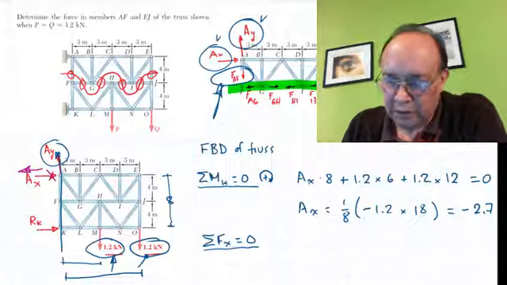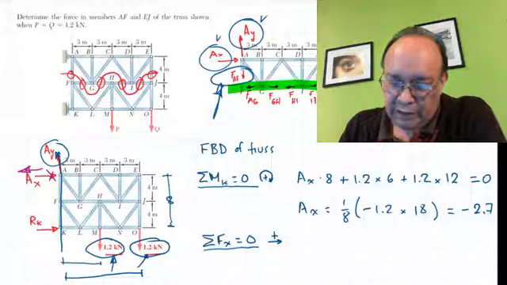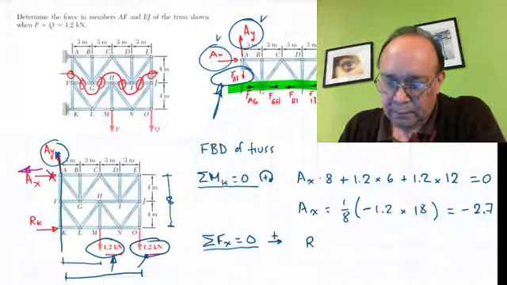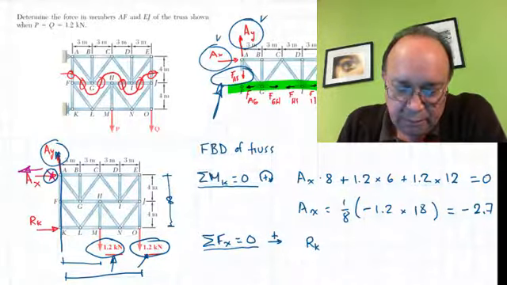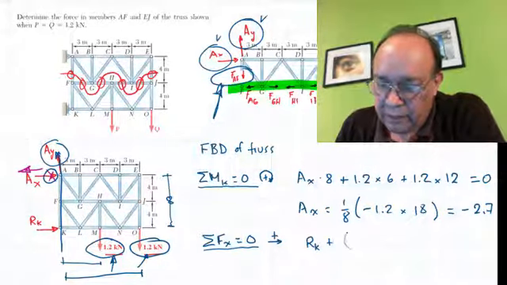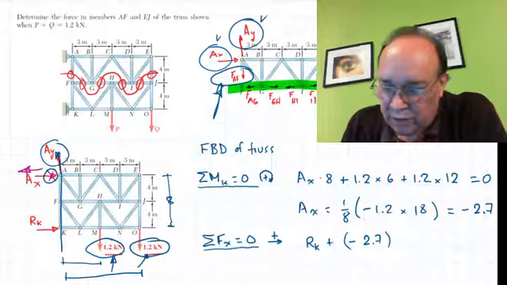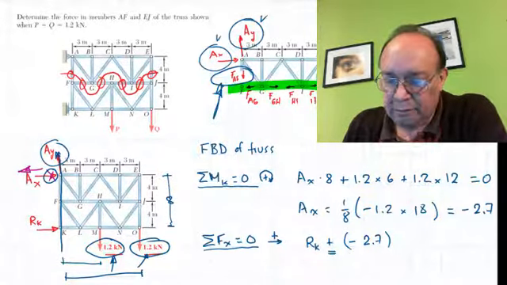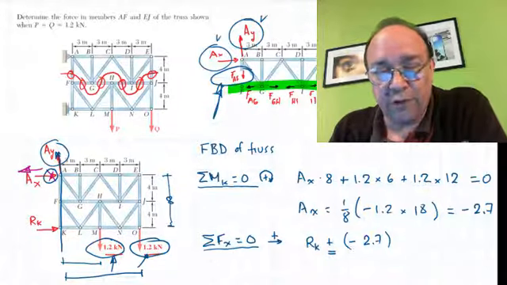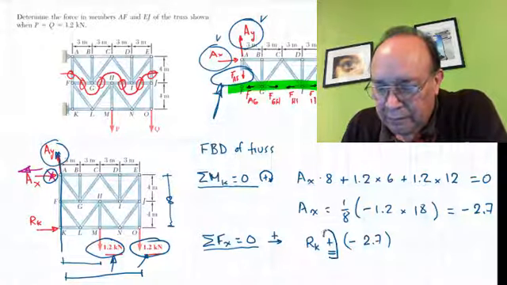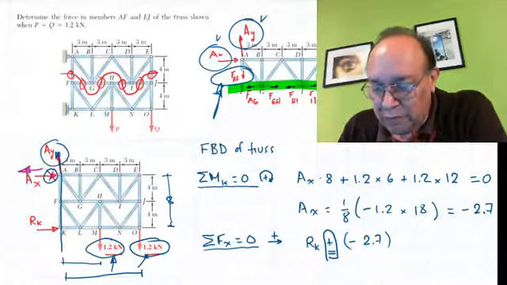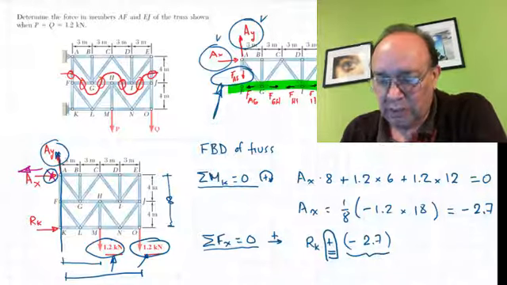Summation of forces in the x direction equals 0. I'm going to do positive this way. So I have RK plus AX, but I will do something like this, right? Minus 2.7. AX originally was going to the right, so that's why I put this plus sign here. But with that assumption, the force is minus 2.7. So that's why I put a minus sign there.